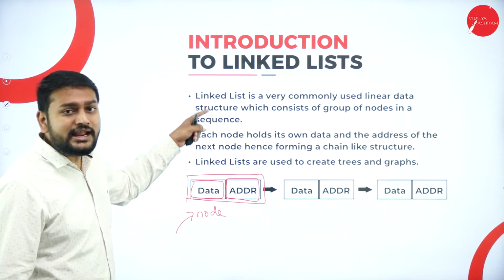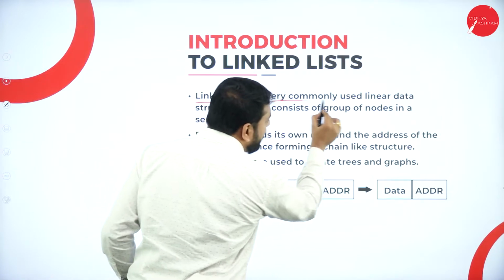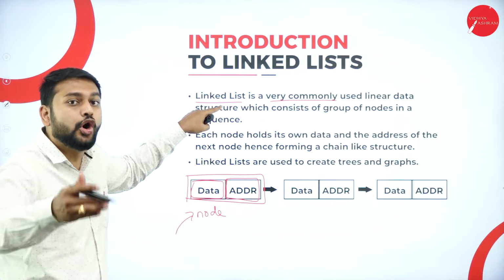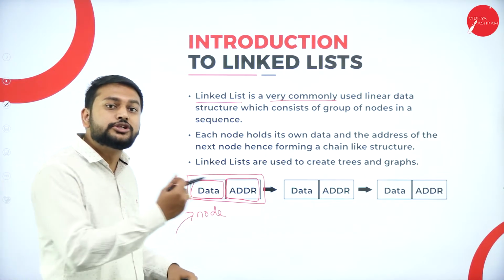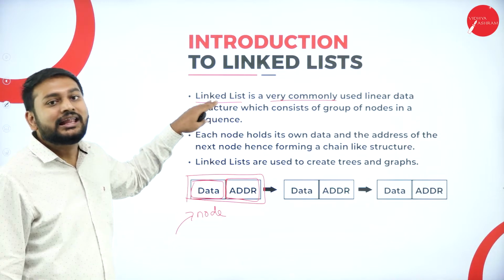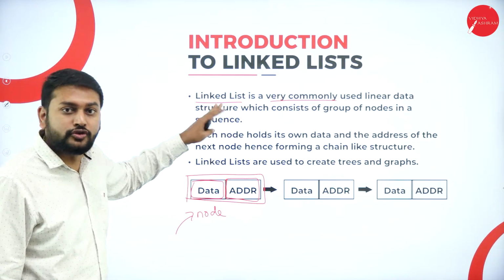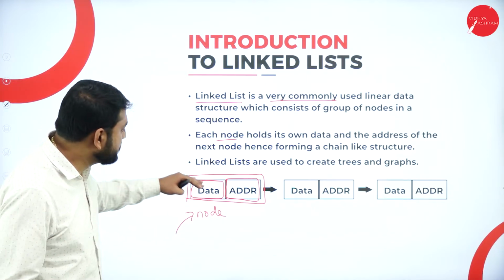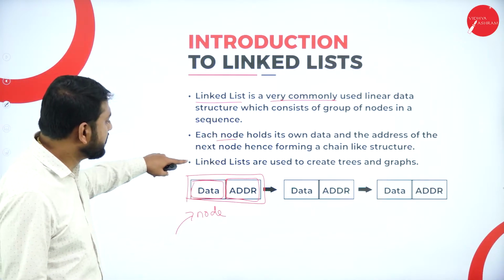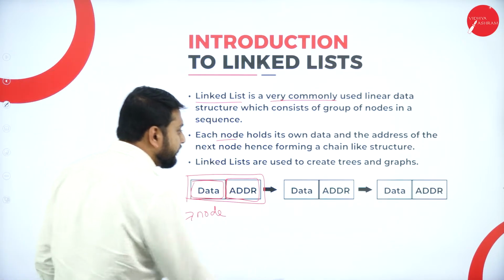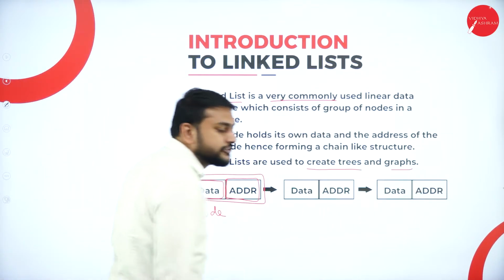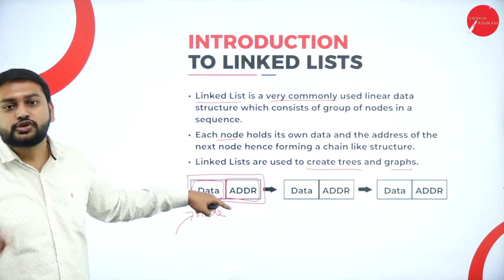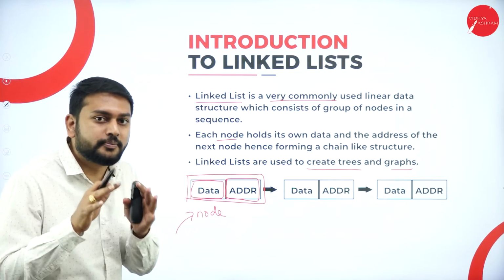So fine. Linked list. Observe here. Linked list is a very commonly used linear data structure. Linear data structure, in the sense, you all know all your data will be in the sequential format. That is what we call a linear data structure. So fine. Each node we have already discussed holds two things. One is data, another one is address. Fine. Observe, we can also create trees and graphs using this linked list. So fine, you got the basic idea.